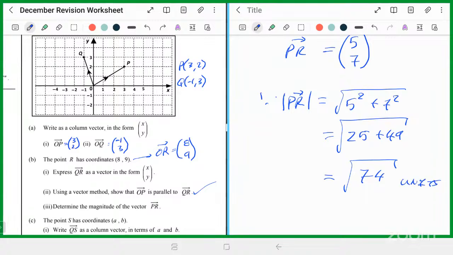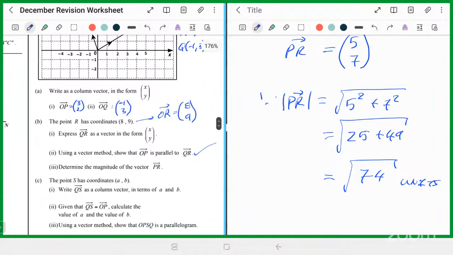That is it. You don't even have to work it out. That's good enough. They'll accept that. If you work this out, you're going to get some decimals. You can leave this as an exact answer. And that finishes this question, right?